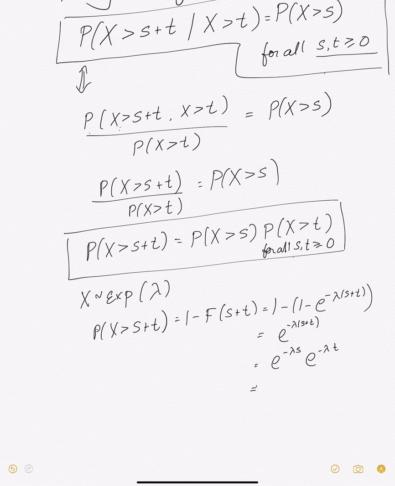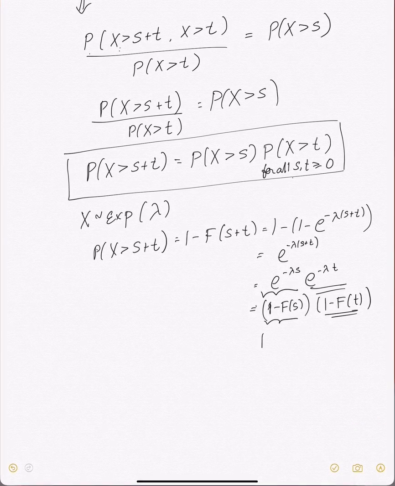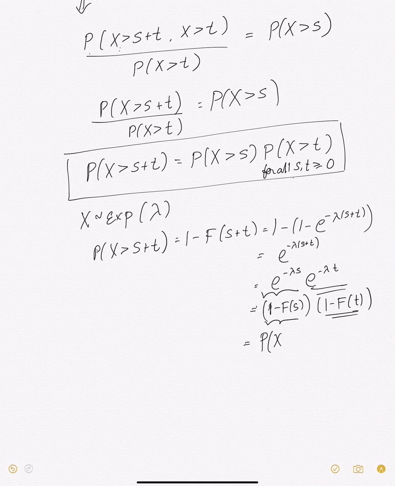And this, in the same way, you can see that this is 1 minus F of s, and this over here is 1 minus F of t, where capital F is the CDF. And so that is the probability that x is bigger than s, and this is the probability that x is bigger than t. So clearly, if you have an exponential random variable, you have that it's memoryless.